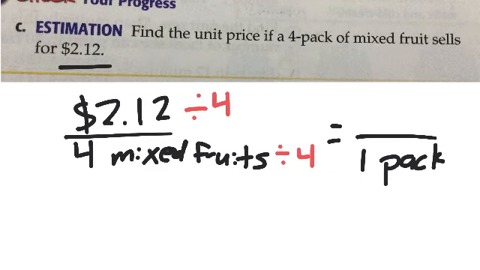And then in the numerator, 212 divided by 4. 4 goes into 21 5 times. That'd be 1, 2, and then 3. So it's 53 cents for every 1 pack.